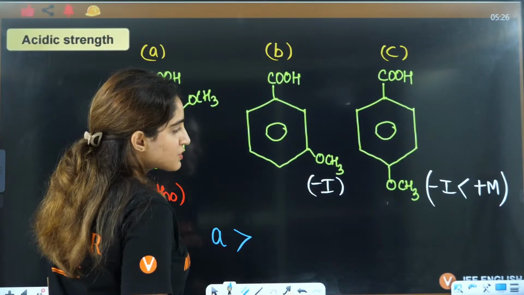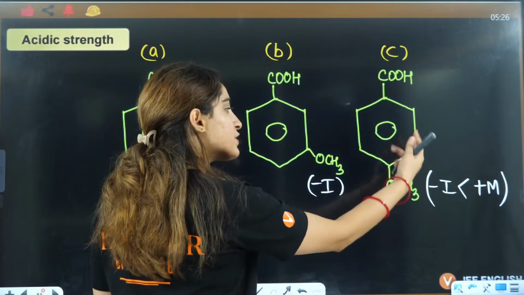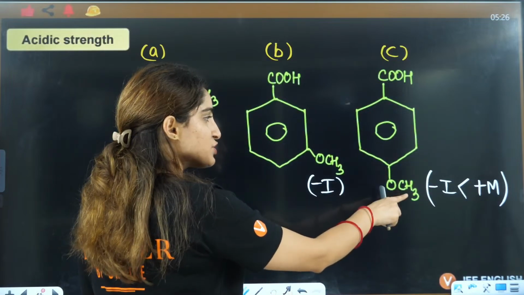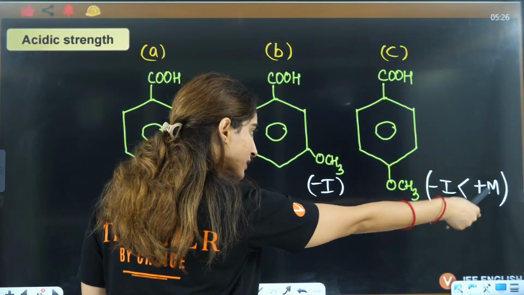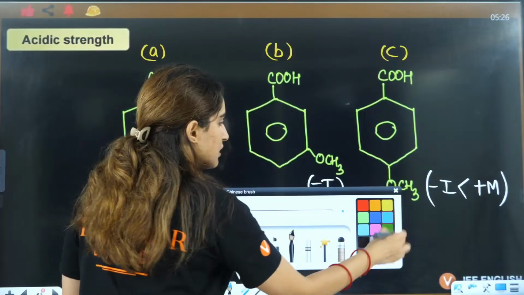Because of this minus I, it is going to withdraw the electrons. Here it will withdraw the electrons with less efficiency. Moreover, plus M is more dominating, so definitely it is less stable. So the answer will be A, B, C, right?